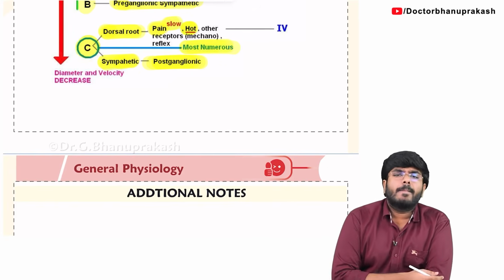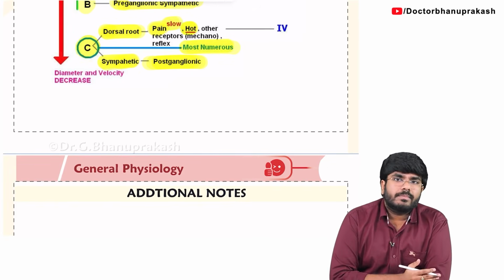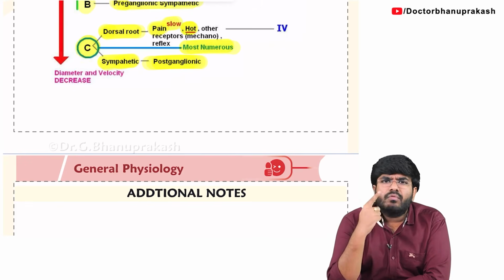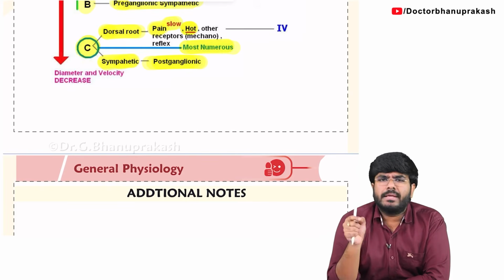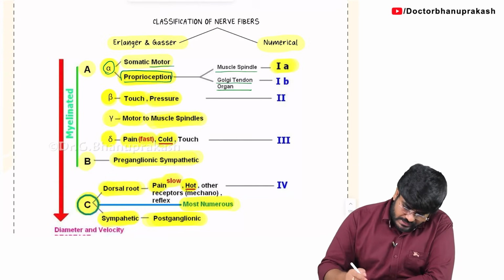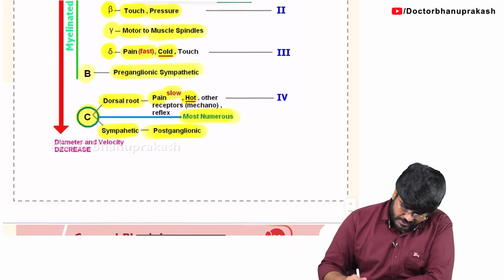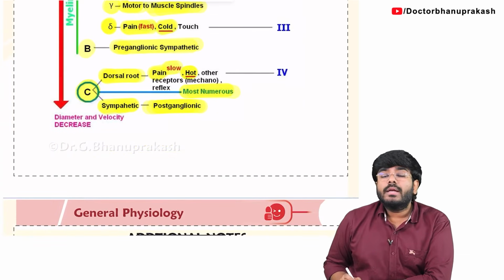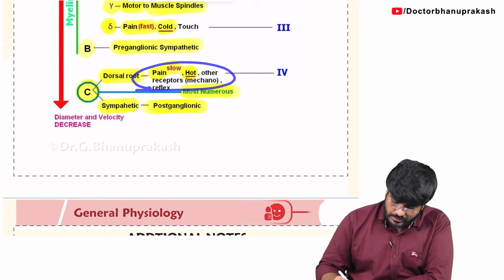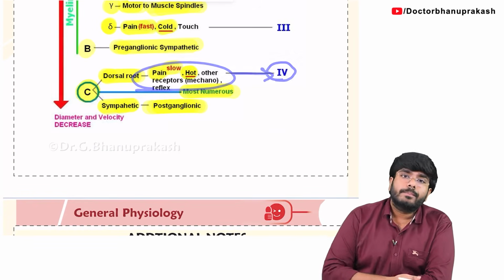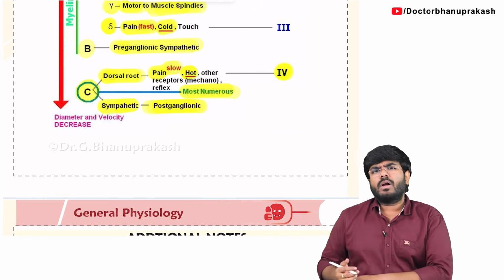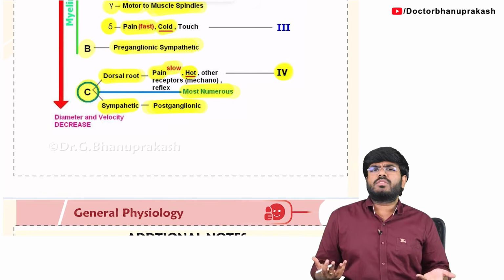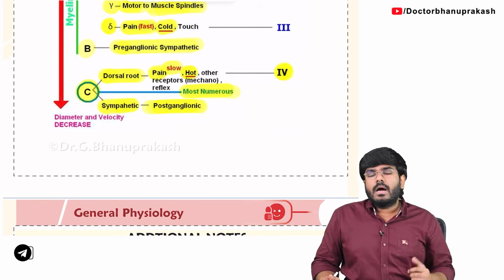Okay. Now, just to take out the confusion, those sensory neurons which are carrying hot sensation and those which are carrying slow pain, according to Erlanger-Gasser classification, they come under C type. But according to numerical classification, they are type 4. They are called type 4 fibers. So you tell me, what are type 4 fibers doing? The type 4 fibers are sensory neurons without a doubt. They are carrying the hot sensation and slow pain.